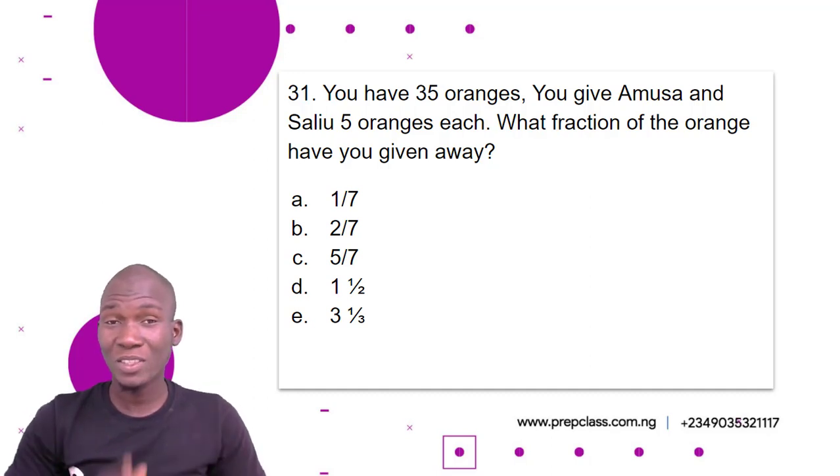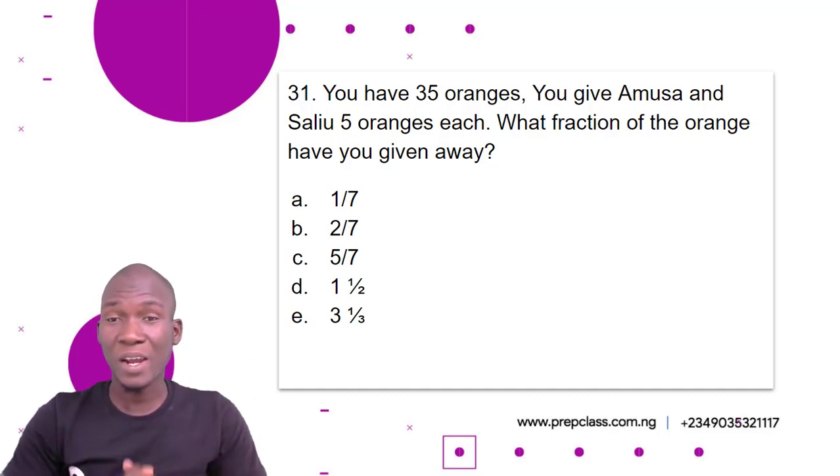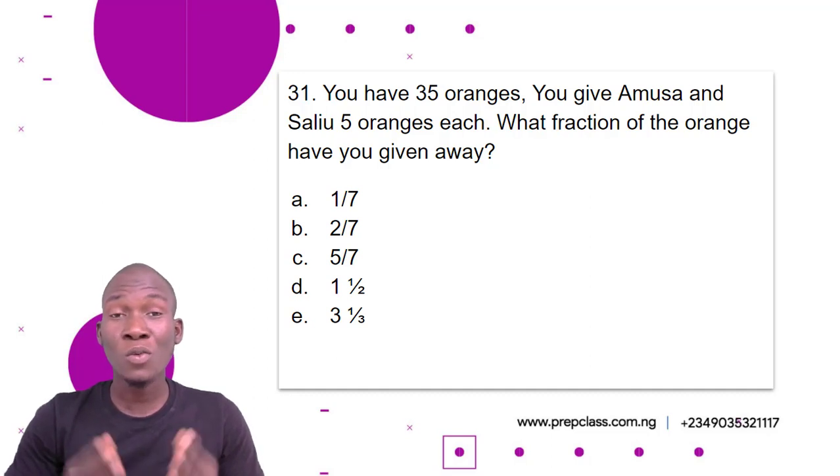It's a very simple question. Let's read it again. You have 35 oranges. It means the number of oranges you have with you is 35. Now, out of the orange you have, you give Amusa and Saliu 5 oranges each. What does that statement mean? It means you are giving out 5 oranges to Amusa and 5 oranges to Saliu. So this means that you've given out 10 oranges in total. What fraction of the orange have you given away? This is where the exact question is. We need to express the oranges you've given away as a fraction of the total oranges you have.